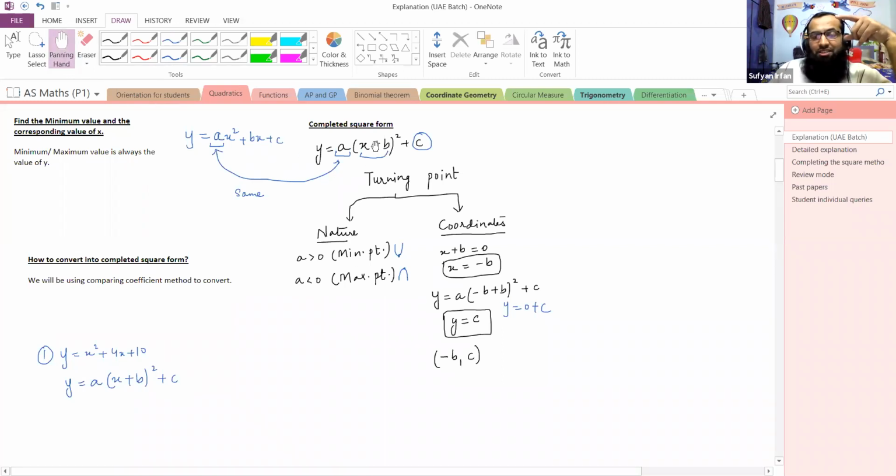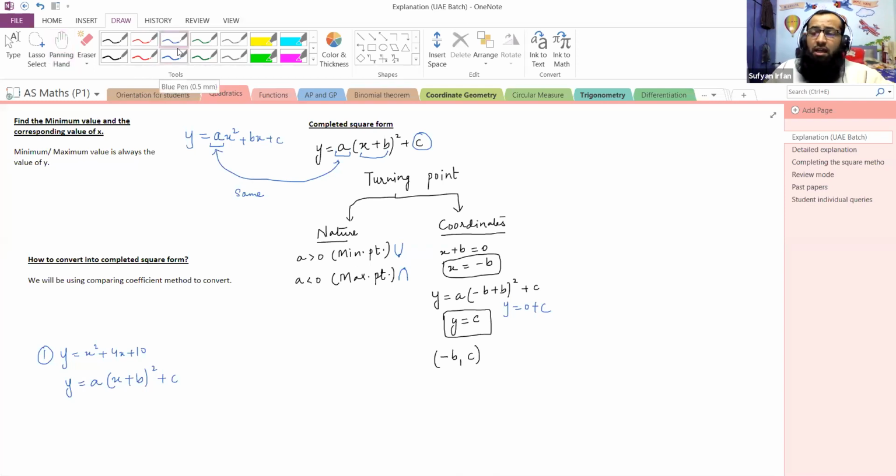To find the x coordinate, the function inside the bracket is equated to 0 to give us the value of x, the x coordinate of the turning point. And the value at the end, which is being added or subtracted, depending on its sign, that would be our y coordinate. So it would be great if you can give some examples so that we can reinforce this concept. Surely, I'm going to do that right now.